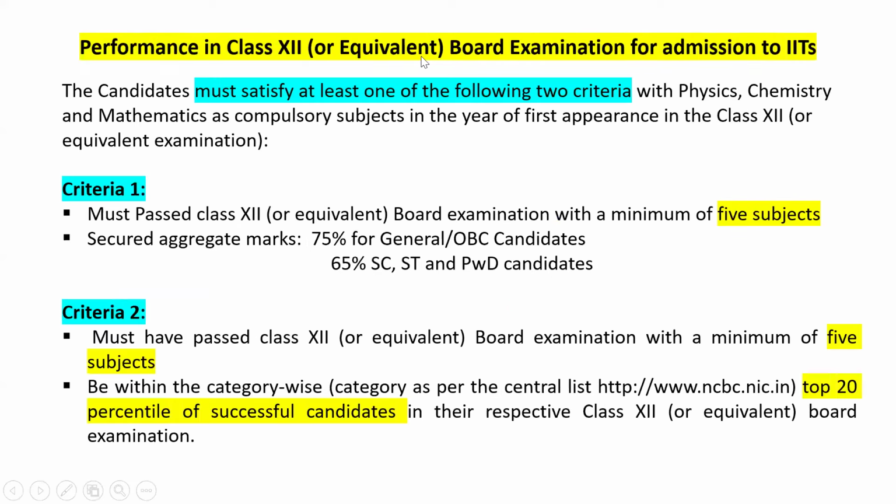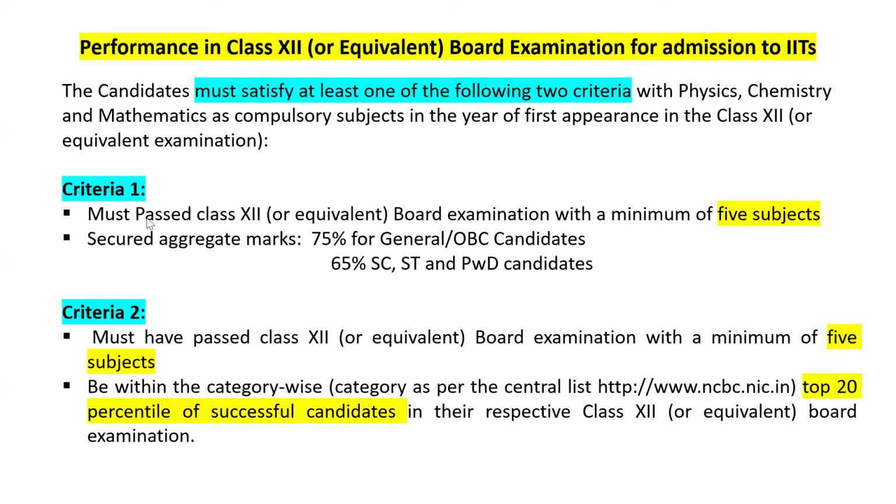Next, performance in class 12th or equivalent board examination for admission to IITs. This is very important. The candidates must satisfy at least one of the following 2 criteria, with physics, chemistry and mathematics as compulsory subjects in the year of first appearance in the class 12th or equivalent examination. So here there are 2 criteria. The student must satisfy at least one criterion to write this JEE Advanced examination.